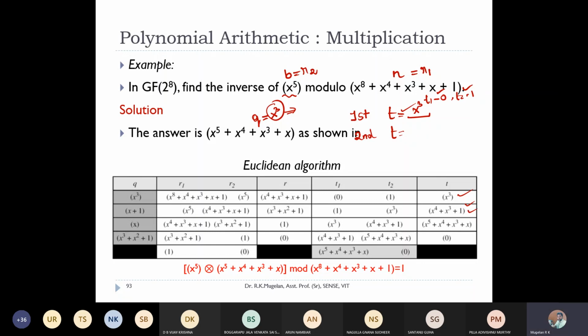extended Euclidean algorithm for finding the inverse. I hope now you people are okay with this polynomial part, right? If it is clear, kindly raise your hand so that I'll move on to the next topic.